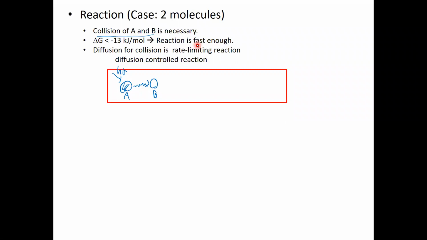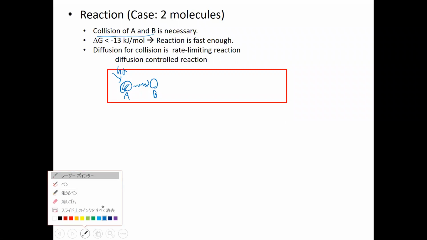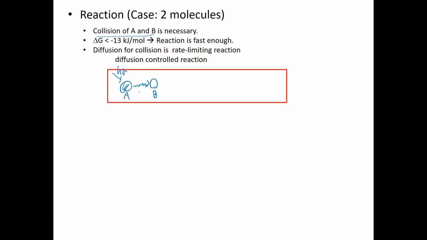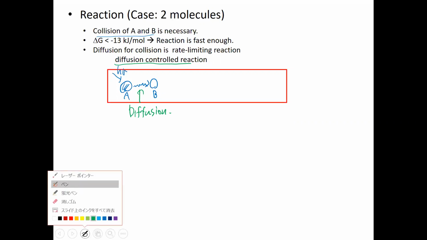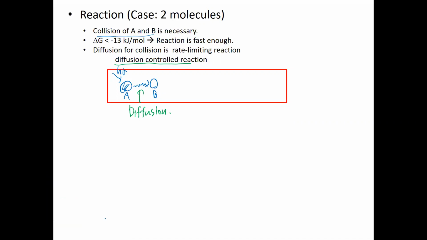In this case, the diffusion to meet each other is the limiting step, so that's the diffusion process. And this reaction is called a diffusion-controlled reaction. This situation is the same as for any chemical reaction, actually, and the same for photochemical reactions involving multiple molecules.